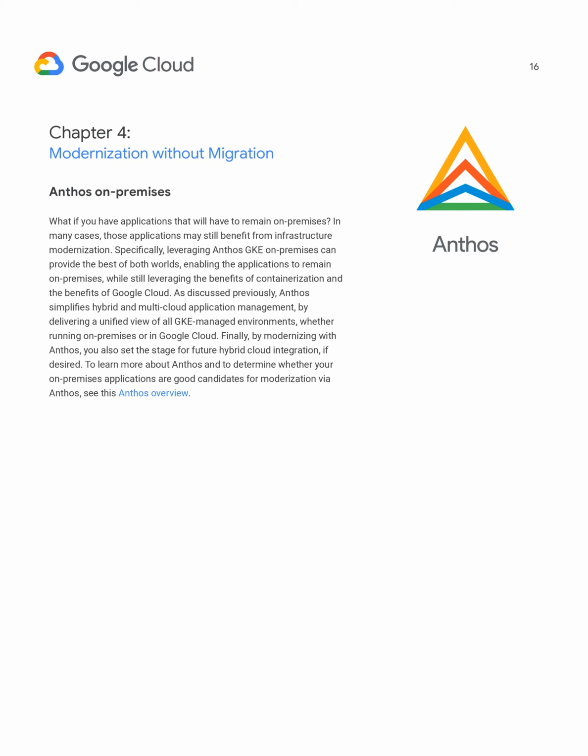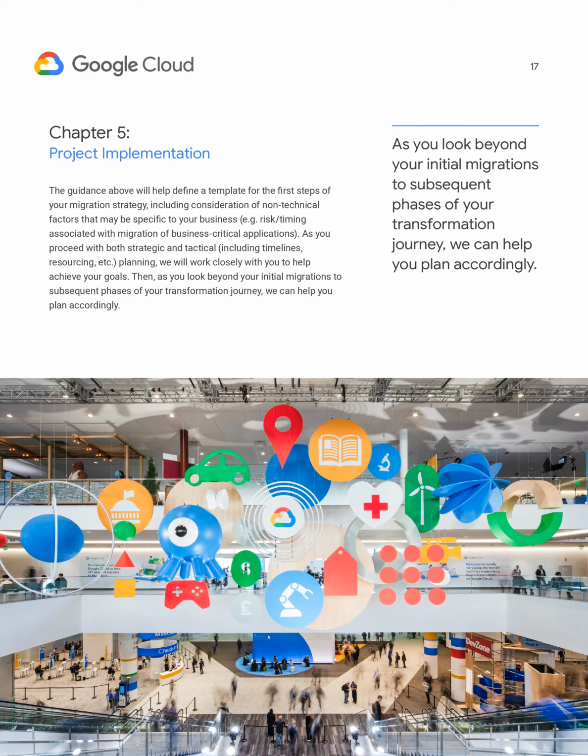As discussed previously, Anthos simplifies hybrid and multi-cloud application management by delivering a unified view of all GKE managed environments, whether running on-premises or in Google Cloud. Finally, by modernizing with Anthos, you also set the stage for future hybrid cloud integration, if desired. To learn more about Anthos and to determine whether your on-premises applications are good candidates for modernization via Anthos, see this Anthos overview.